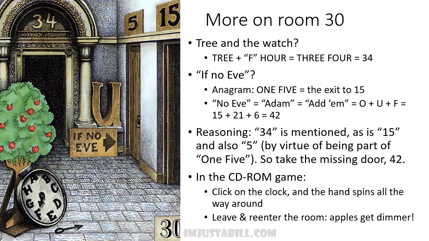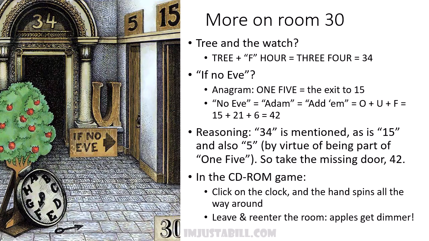Likewise, if we look at this sign, "if no Eve," that's actually an anagram. You rearrange those letters, you get 1-5. And 1-5 is one of the exits. Some other fans have pointed out that you have this "no Eve" and you have this apple tree. It kind of brings to mind Adam, and Adam sounds like a homophone for "add them."